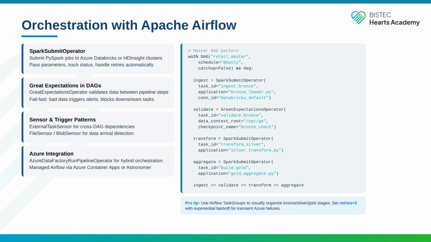One important tip. Use Airflow task groups to organize your DAG visually into bronze, silver, and gold stages. And always set retries with exponential backoff for Azure service calls, since transient failures are common in cloud environments.